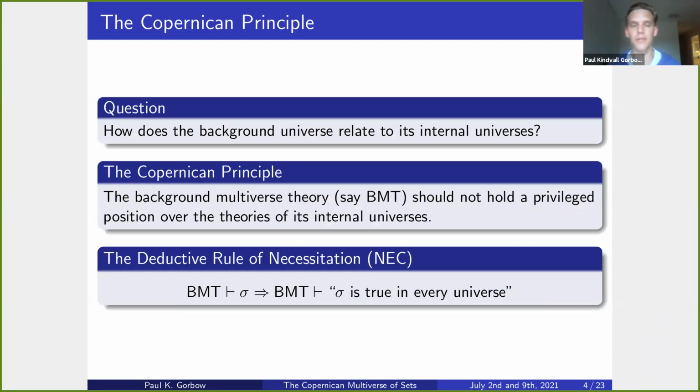So the fundamental question is, how does the background universe of the multiverse relate to its internal universes? What we consider to be an important philosophical principle that really should be satisfied by multiverse theory is that it should not hold a privileged position over the theories of its internal universes. The background theory should not somehow be special.